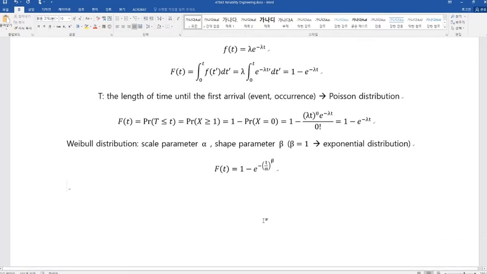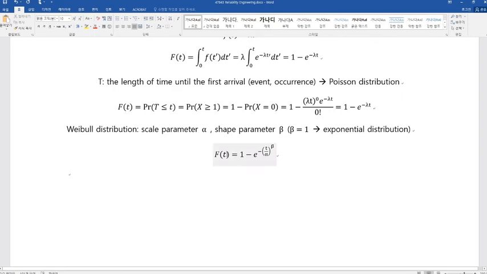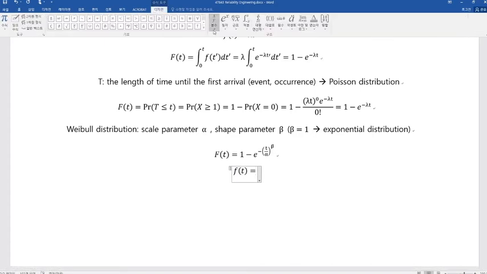So this is the CDF of a Weibull distribution. Of course, we should be able to derive the PDF out of this. Of course, the PDF is the derivative of the CDF.